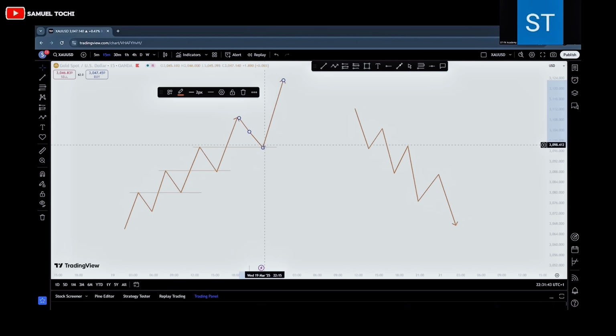Now, at this entry point, these lines you're seeing here, I call them my F and R zones because of how I mark them. The full meaning of F and R is frequency and recency.